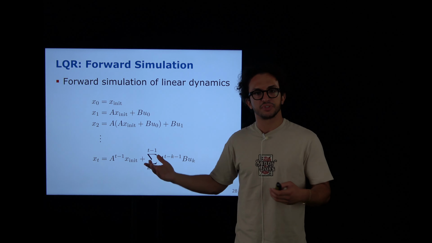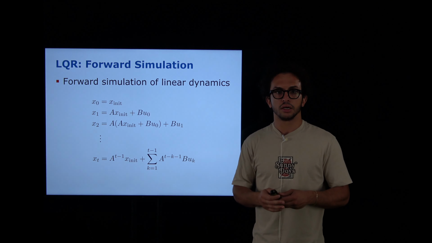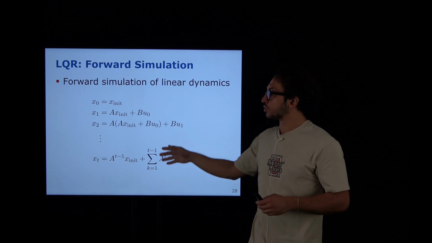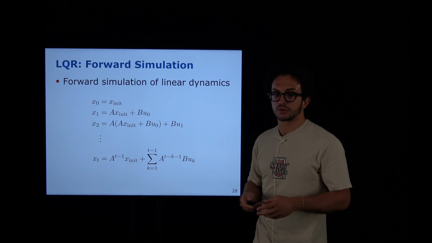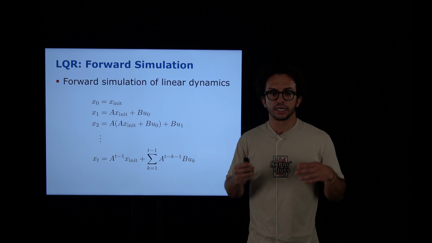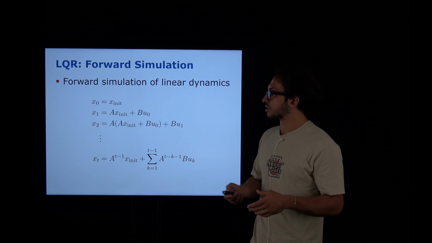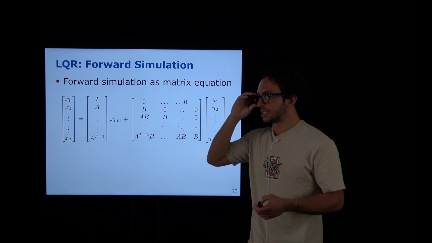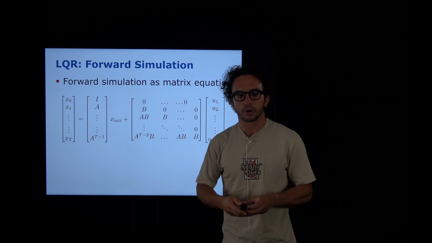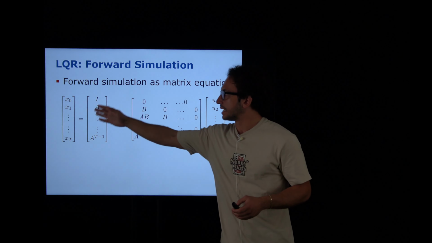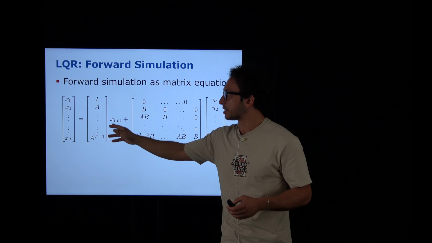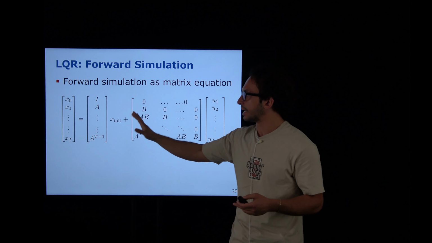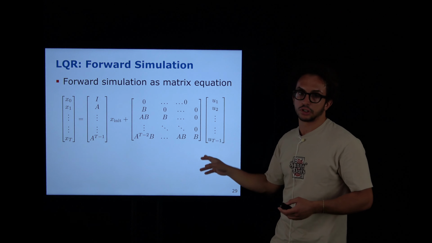So everything we've been seeing in here is based on discrete time systems. We do this forward simulation that we've already seen for discrete time systems, and we can rewrite it in matrix form like this. This is basically just rearranging everything in matrix form. So we have all the states, we have the dynamics matrices. Everything depends on the initial state, so we don't have any other state in here. And then we have all the controls.